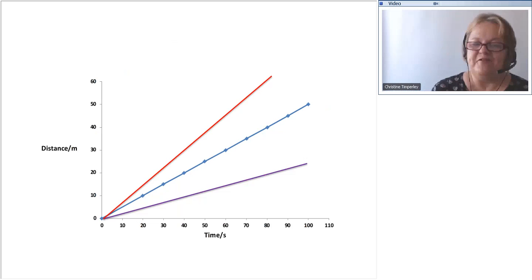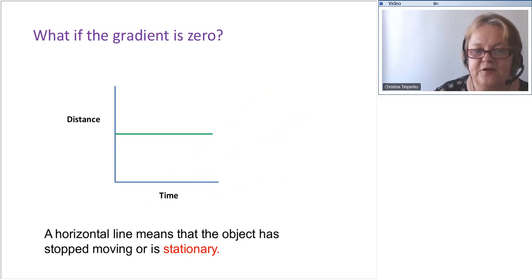But if you ever get confused, remember you're looking for the steepest gradient. The steepest gradient there is the red line, and so that constant speed is the highest of the three. I won't ask you to calculate it. So the steeper the gradient, the bigger the speed. So what is a horizontal line?